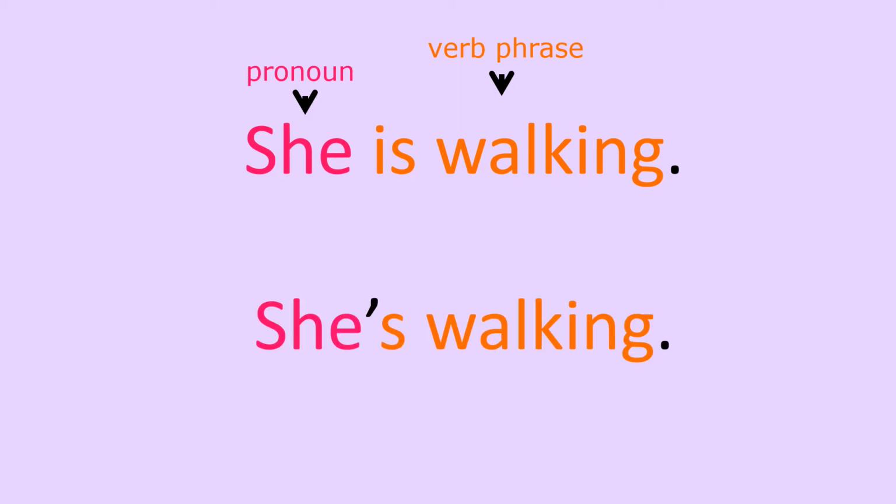Let's put that into another sentence. She is walking. This sentence is slightly different from the one we looked at before. Here we've got the pronoun and then we've got two verbs together. We call that a verb phrase. Is is still a verb, our verb, and walking is a verb as well. We'll look at that in more detail later on. For the moment, what we need to concentrate on is the she and the is. Again, all we do is squash them together and the sentence becomes she's walking.